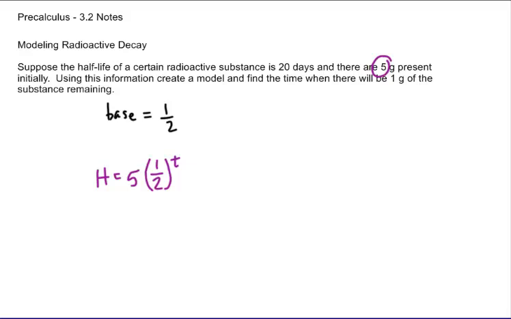The thing that we need to work with is that it's 20 days on the half-life for this substance. And so the time, if we're looking at it in days, needs to be related back to the 20. So basically our half-life equation is going to be equal to 5 times 1/2, and then we need to know how many times 20 gets used. So we would have t divided by 20 for my model. And this will tell me how many days.